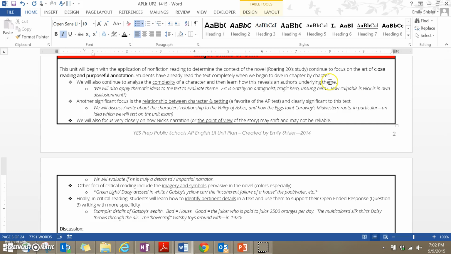What's happening there? The relationship between character and setting is another prose prompt and Q3 prompt that comes up in a lot of different ways. We've seen a lot of Q3s in the very recent past about settings.